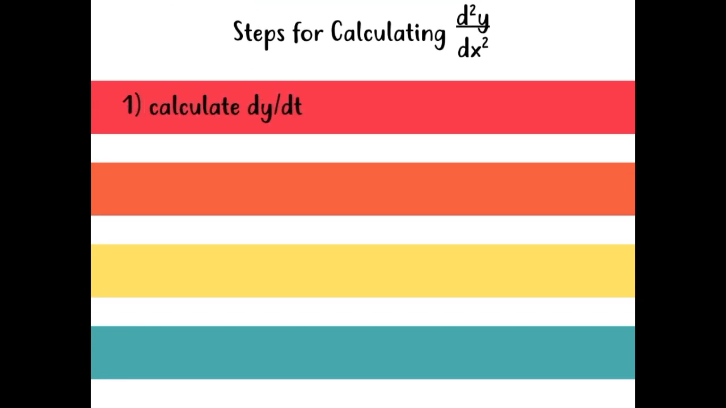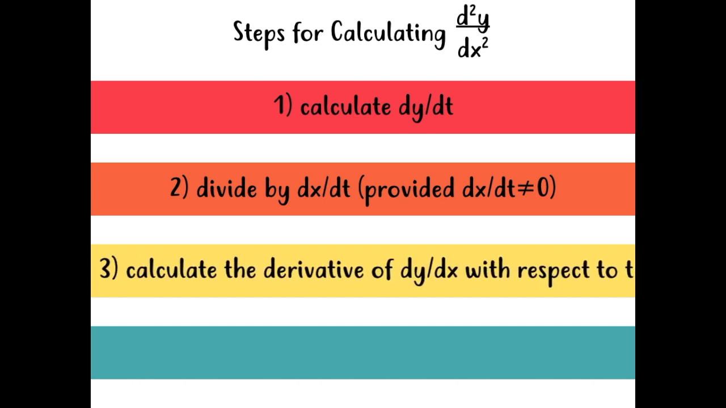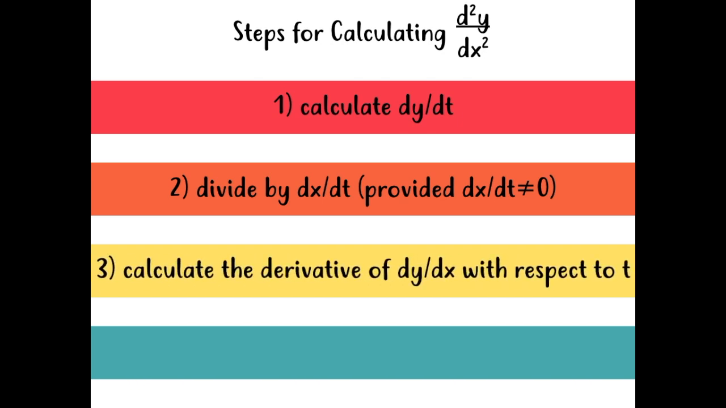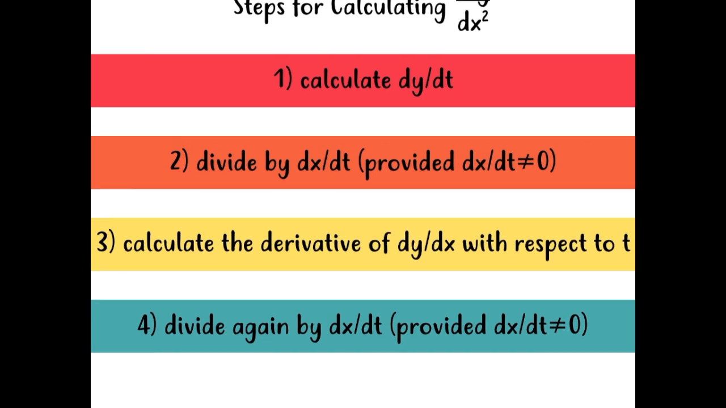First we have to calculate dy/dt, then divide this value by dx/dt, provided that dx/dt does not equal 0, and then calculate the derivative of dy/dx with respect to t, and then divide again by dx/dt, provided that dx/dt does not equal 0.